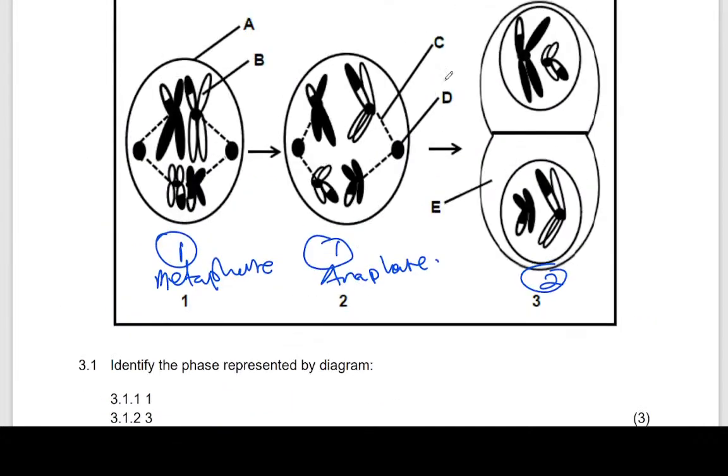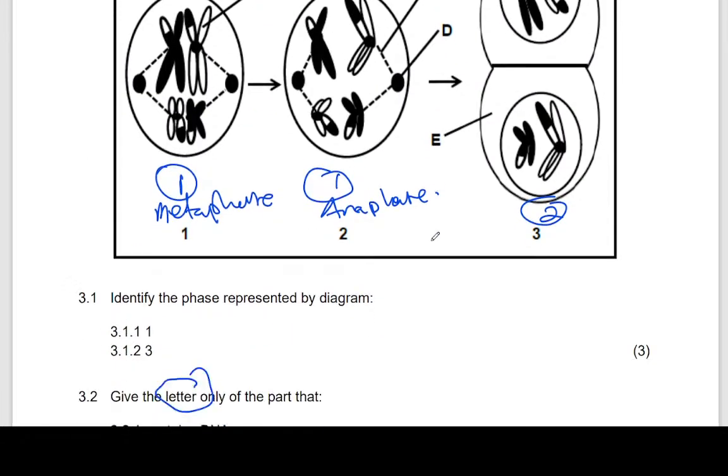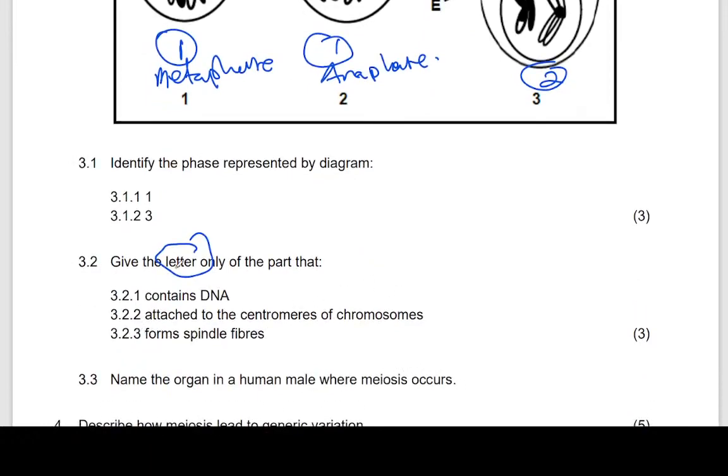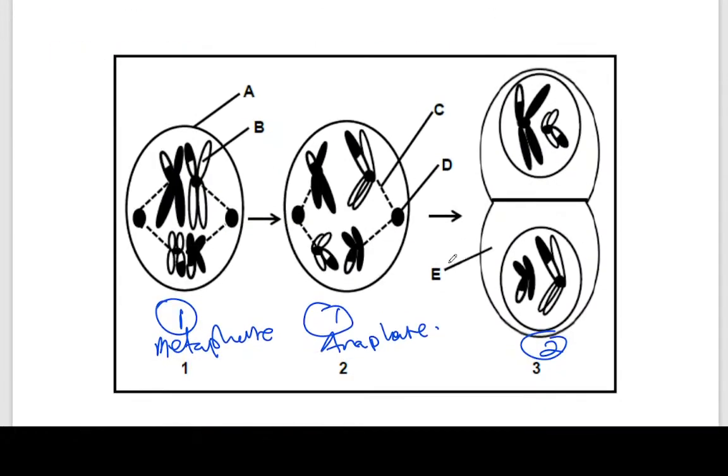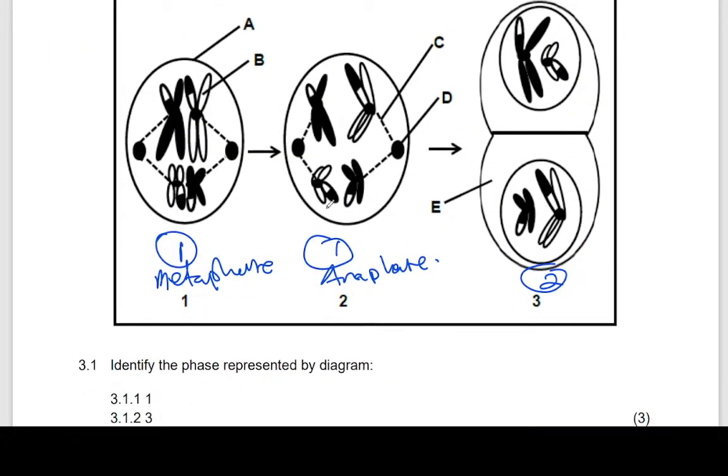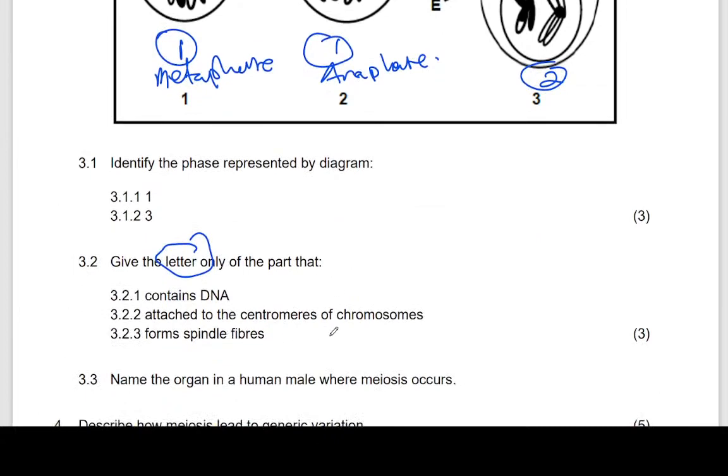You don't even need to stress too much. They're saying name the letter that forms the spindle fibers or spindle threads. What forms them? The centrioles. So you come here and look for the centrioles. Where are the centrioles? It's D. So the answer is D.